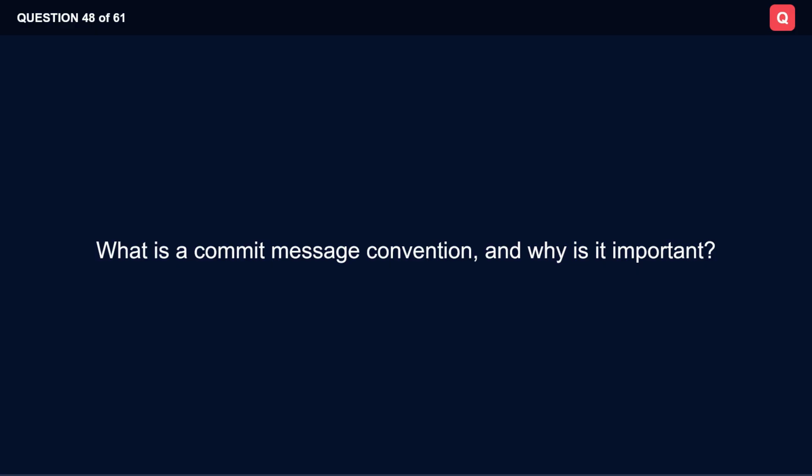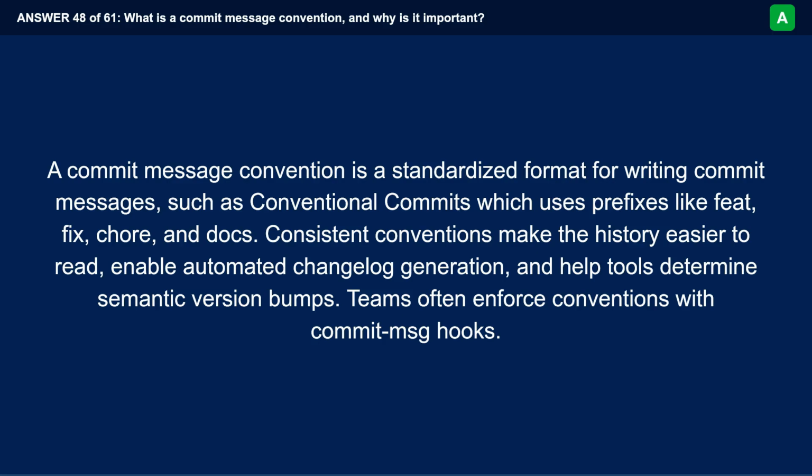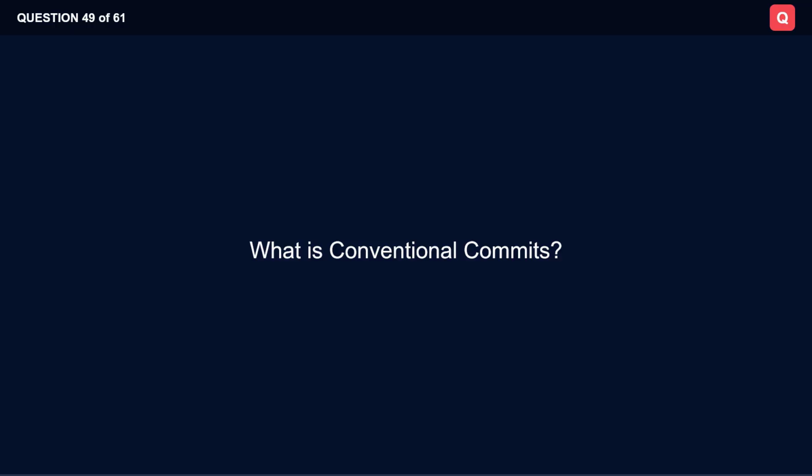What is a commit message convention, and why is it important? A commit message convention is a standardized format for writing commit messages, such as conventional commits, which uses prefixes like feat, fix, chore, and docs. Consistent conventions make the history easier to read, enable automated changelog generation, and help tools determine semantic version bumps. Teams often enforce conventions with commit-msg hooks. What is conventional commits?